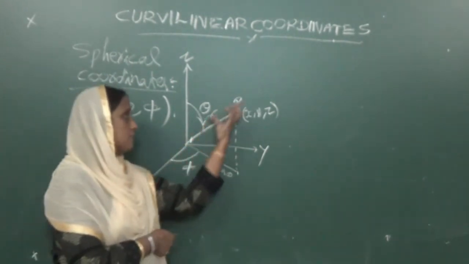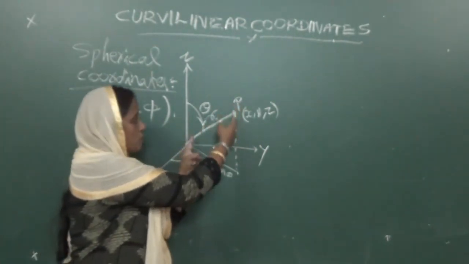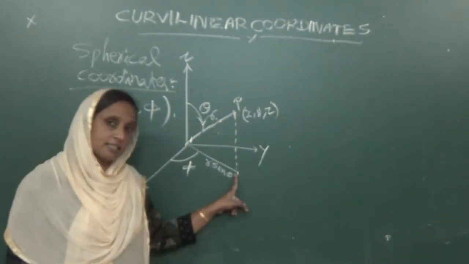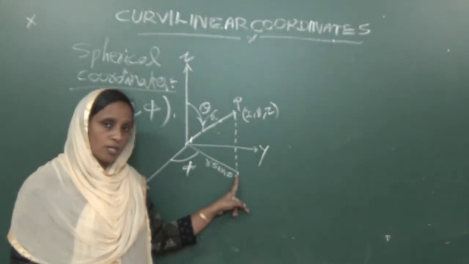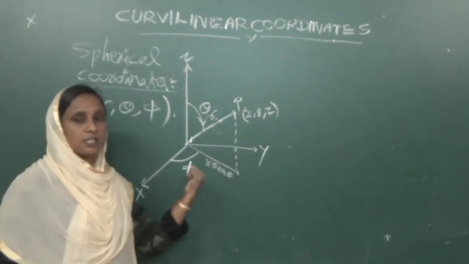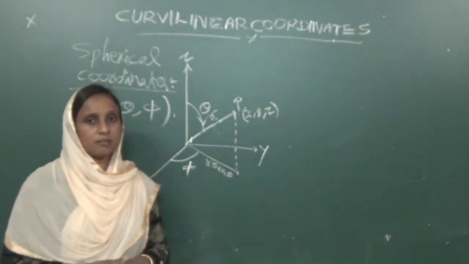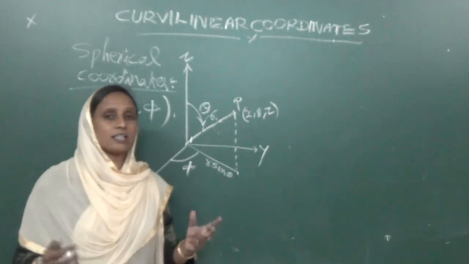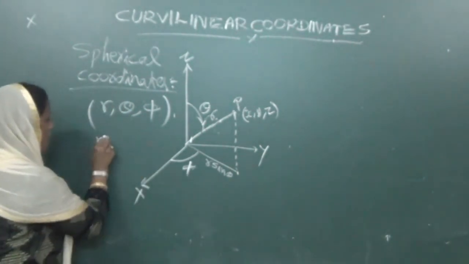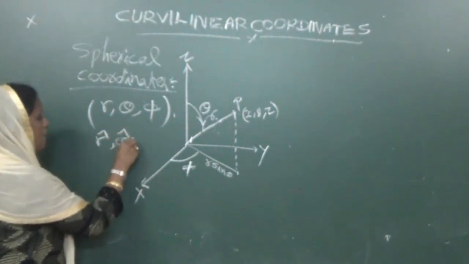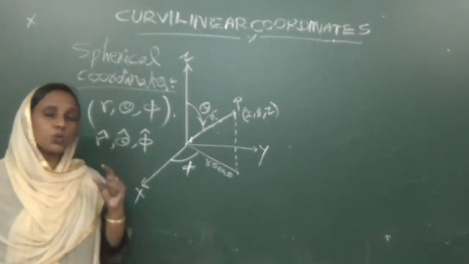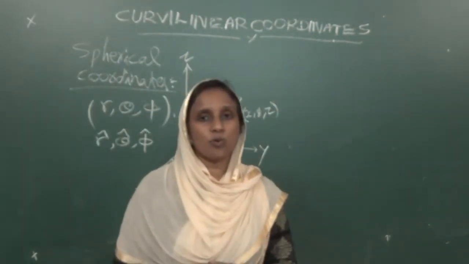Here you can see that the projection of this vector r on the xy plane is given as r sin theta. The angle between the x-axis and this r sin theta is called the azimuthal angle. So what are the three orthogonal basis vectors here? R cap, theta cap and phi cap. These are the three unit vectors in the spherical coordinate system.